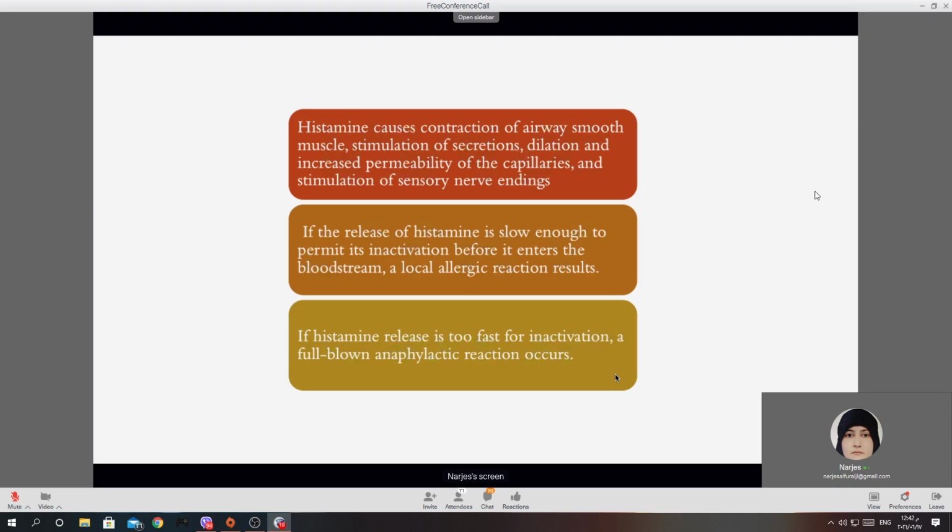Then histamine will cause contraction of airway smooth muscle, stimulate secretion, dilation, and increased permeability of capillaries, and stimulation of sensory nerve endings. This will be responsible for pain and itching.